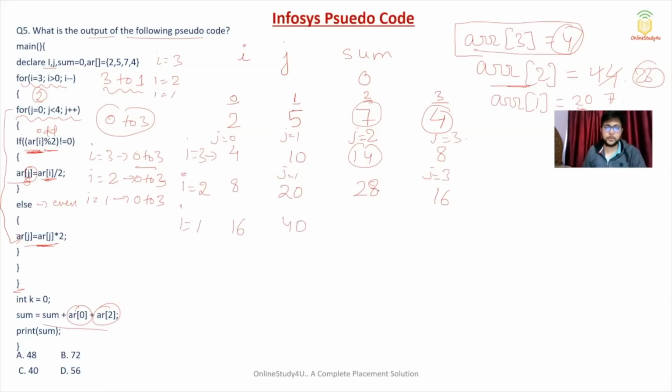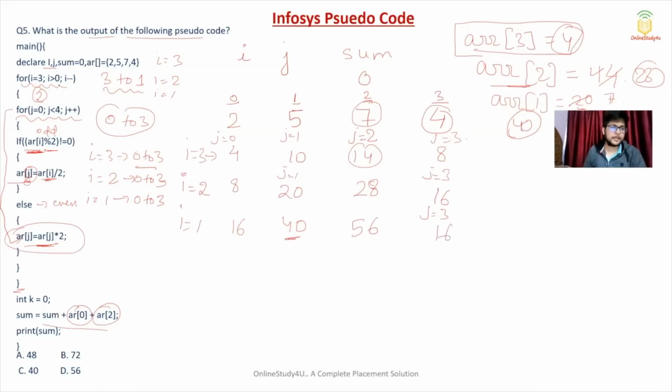Then j will go to 2. It will check if ARR of 1, which has become 40 now, is even or odd. It is still even, so it will go to 56. And then at j is equal to 3, it will again check if this is even or odd. This is even. So for even, always the else part is executed. So it will become 16.